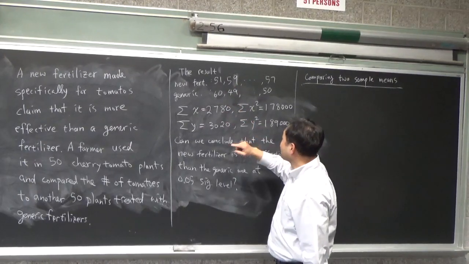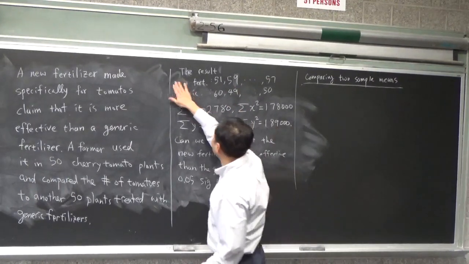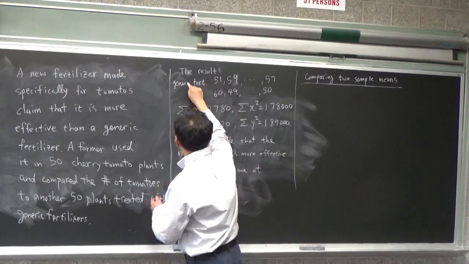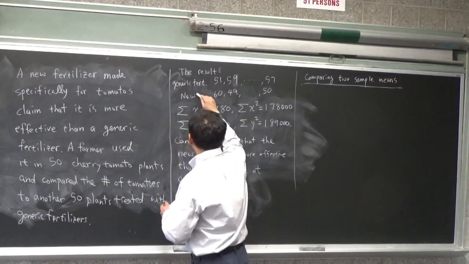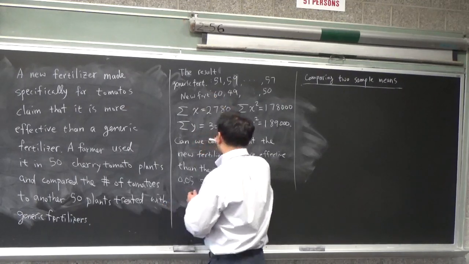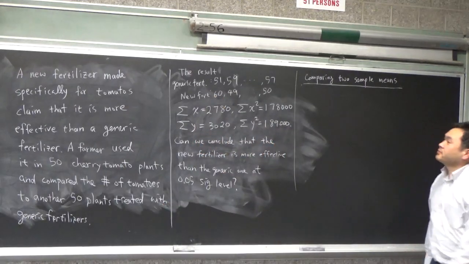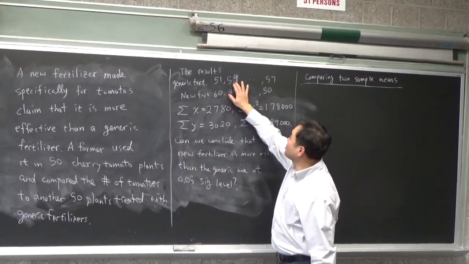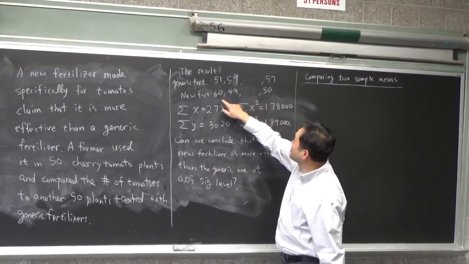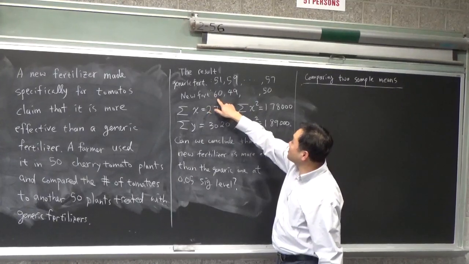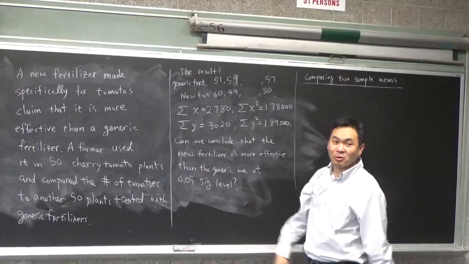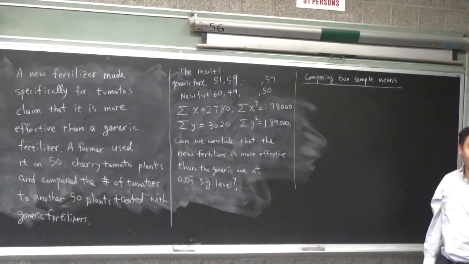Oh, just a minute, I got the numbers backwards. Sorry, this should be generic. This would be new, right? Okay. So for the generic treated ones, he gets like 51, 59, and then 57. Well, here it looks like this one's bigger than the other ones. But anyways, he counts all the number of tomatoes he gets.